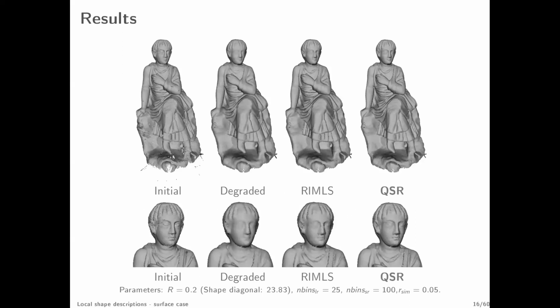So here is another example, which is done only as an example of what you can do. You take a high resolution scan, you degrade it, so you smooth it, you downsample it, and you add noise. So you have this kind of degraded shape. Then you compute the quadric super resolution.